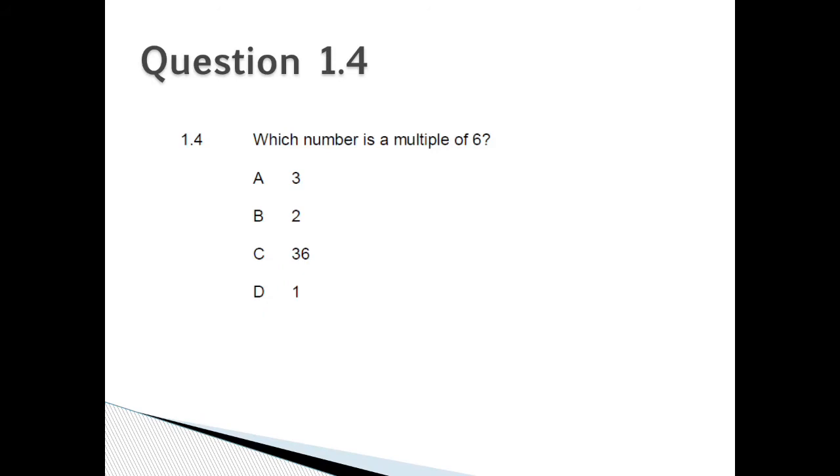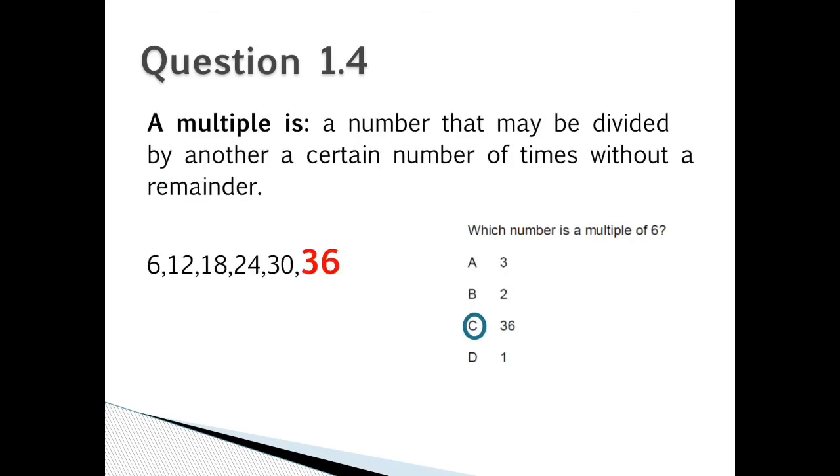Which number is a multiple of 6? A, 3, B, 2, C, 36 or D, 1? A multiple is a number that may be divided by another a certain number of times without a remainder. So 6, 12, 18, 24, 30 and 36. The number which is a multiple of 6 is 36, C.